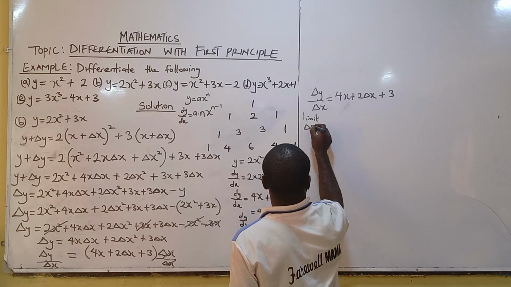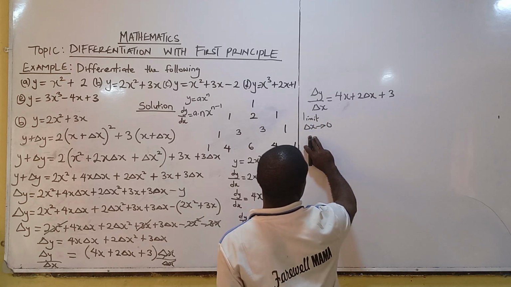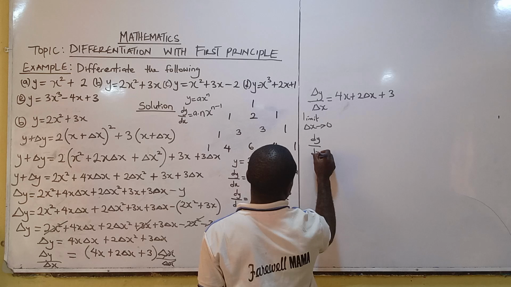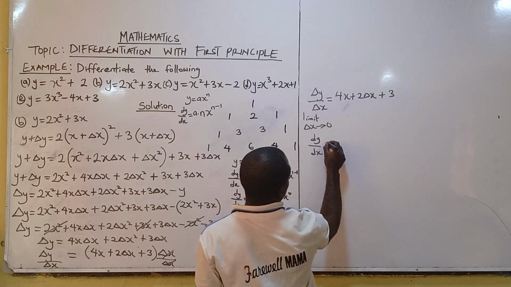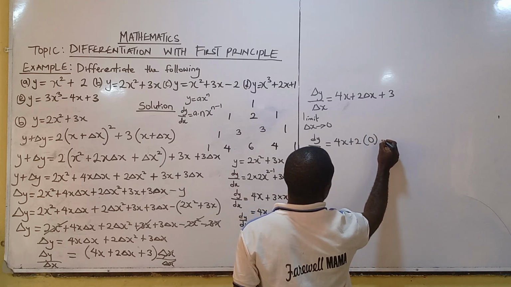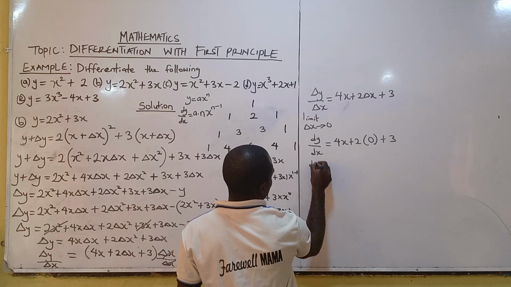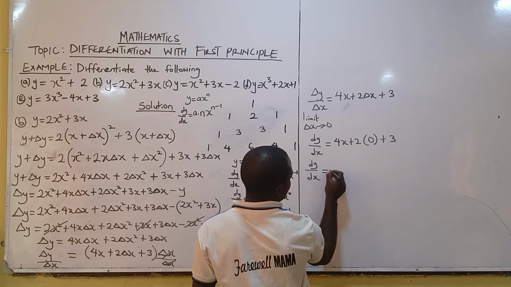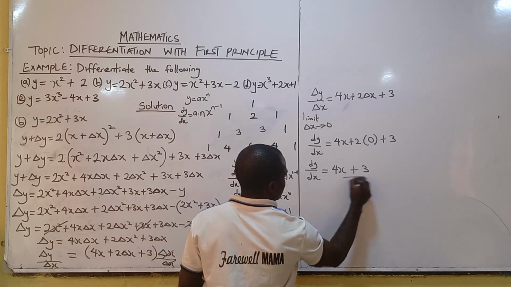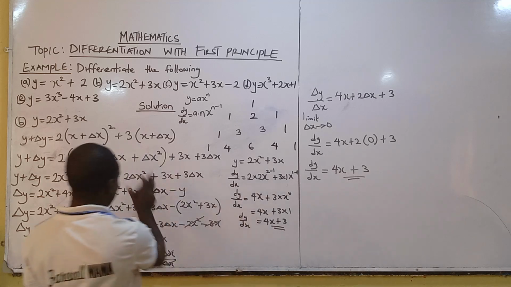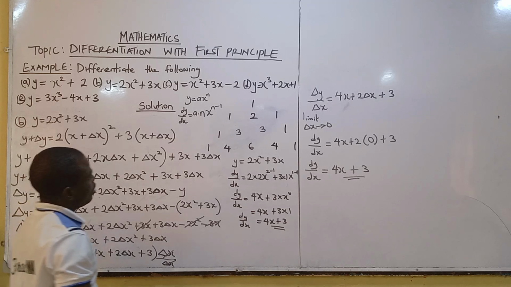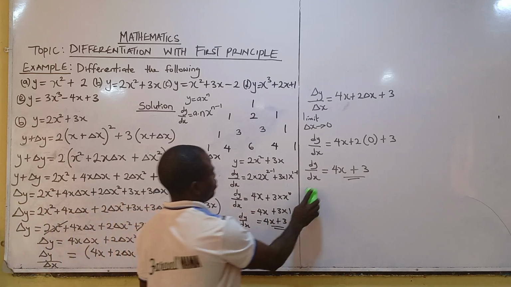Limit as dx tends to 0. Anywhere you see dx, you put 0 there. Now dy over dx, change it from delta to small d, equals 4x plus 2, bracket 0, plus 3. dy over dx equals 4x, 2 times 0 is 0, plus 3. You can see it. Now we are getting what you have here. This is what's called first principle. Okay? Now, let's see the other question.